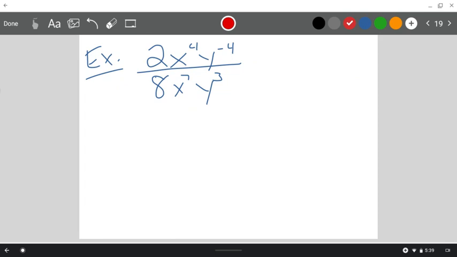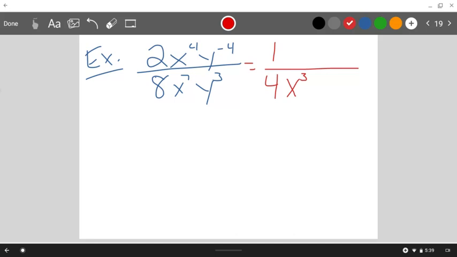The 2 and the 8. If you just saw 2 over 8, you would reduce that down. 2 over 8 reduces to 1 over 4. Look at the x's, both positive exponents, it's division. So we subtract and put it where the bigger one was. 7 minus 4 is 3. The bigger exponent was on the bottom, so my x cubed goes to the bottom.